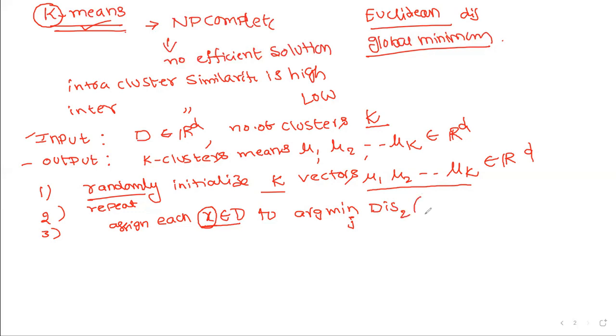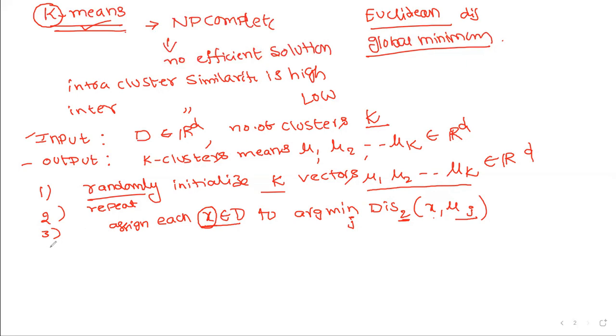Suppose dis2 of x comma mu j. Dis2 means this is called Euclidean distance. So we have to find the Euclidean distance from x to each and every one. That means x to u1, x to u2, x to u3, and so on, x to uk. Find x to all means. Which one is the smallest? For example, if x to u2 is the smallest one, we have to assign x to that particular mean.